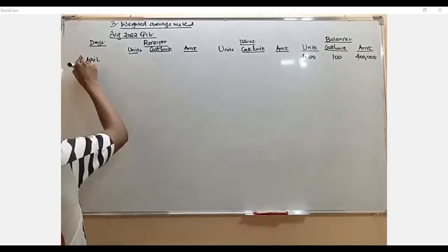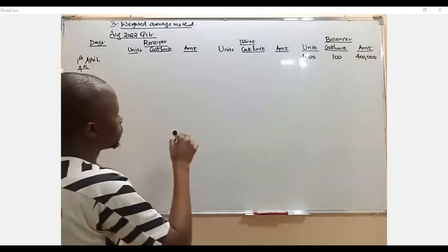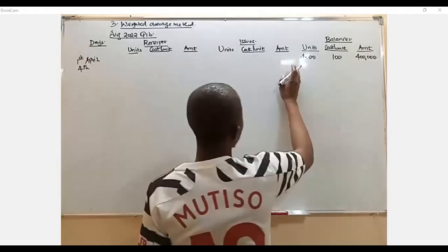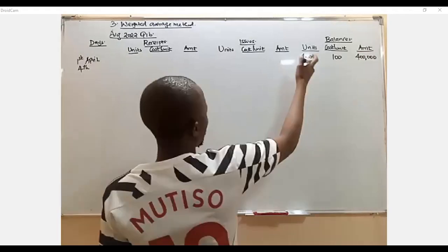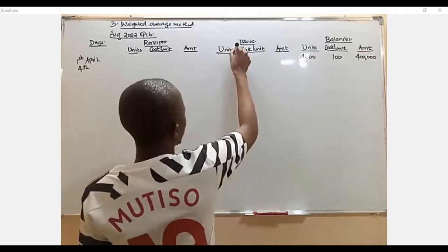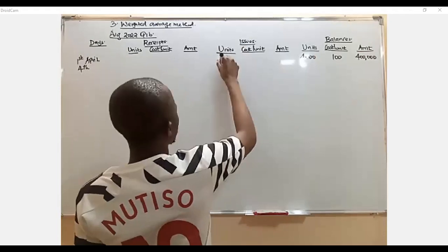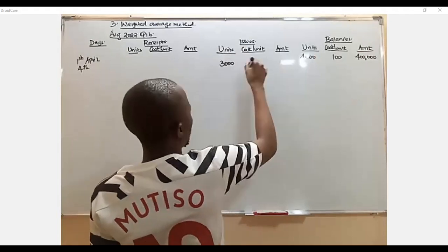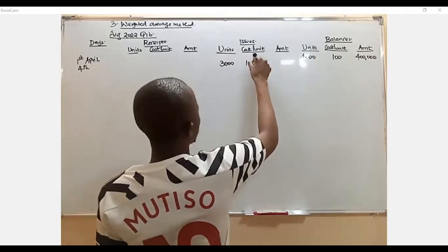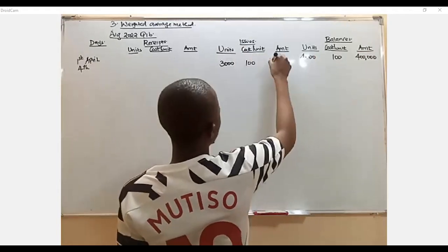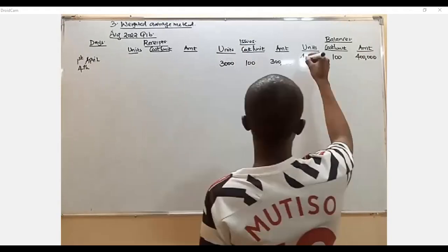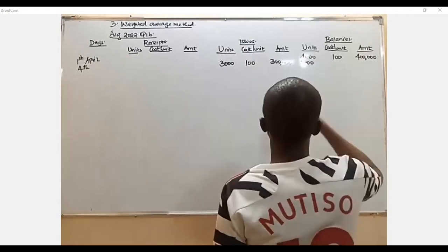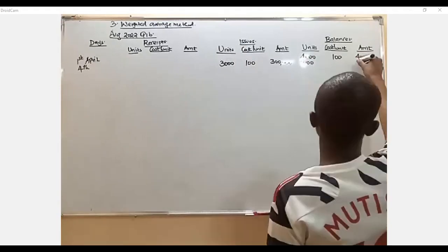So 4th April, we were able to issue 3,000 units, sorry, at 100, getting 300,000. You can see we have 4,000, so once you subtract, we are getting 1,000 units. And at the end of the day, the balance is 100,000.